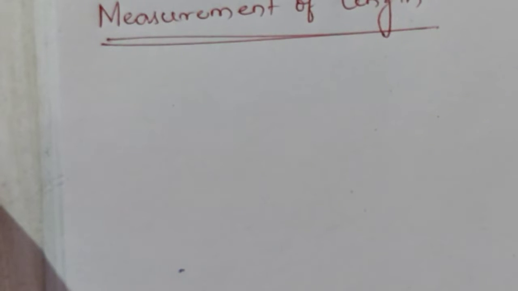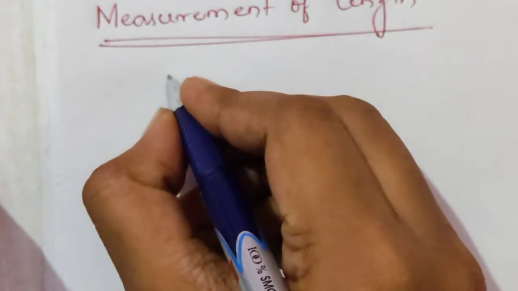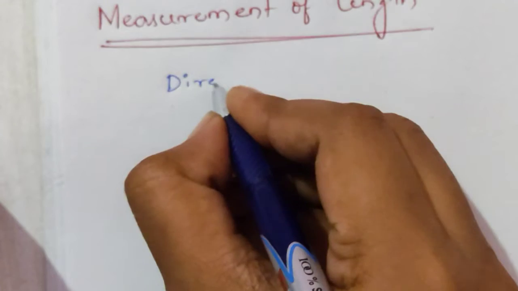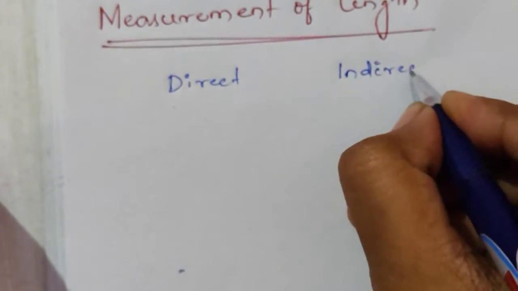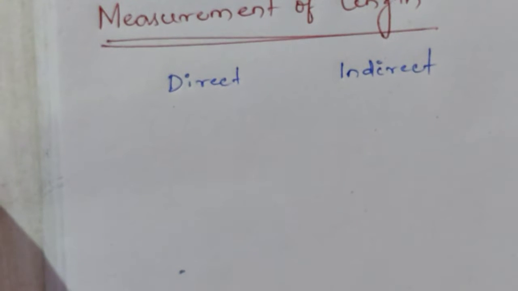Good morning, students. Today we're going to discuss the various methods of measurement of length, mass, and time. First of all, we will discuss the measurement of length. There are basically two methods, known as the direct method and the indirect method, for the measurement of length of anybody, or anything we can say.